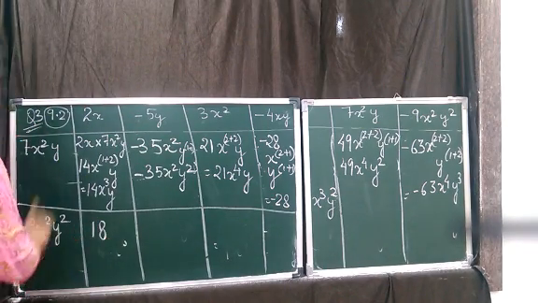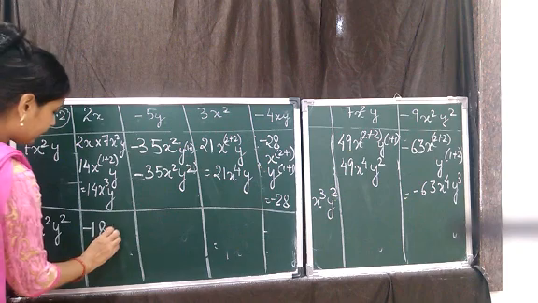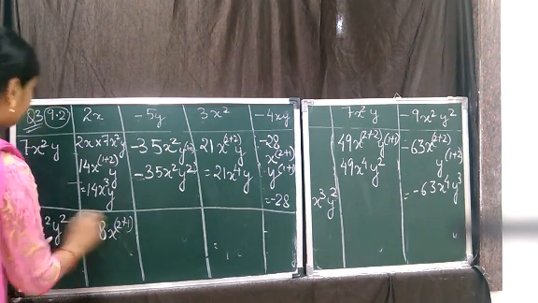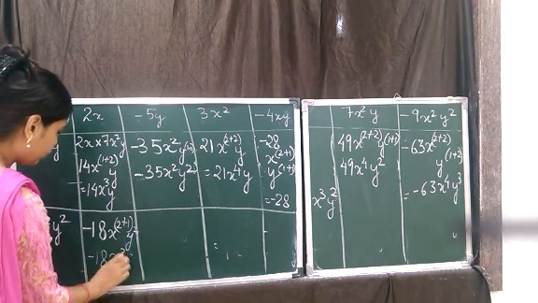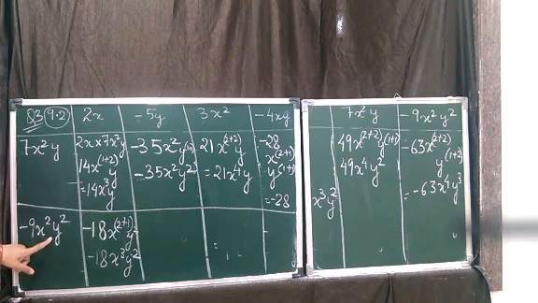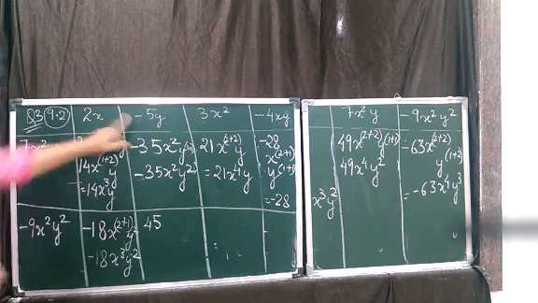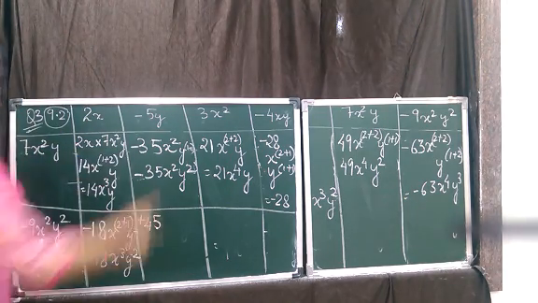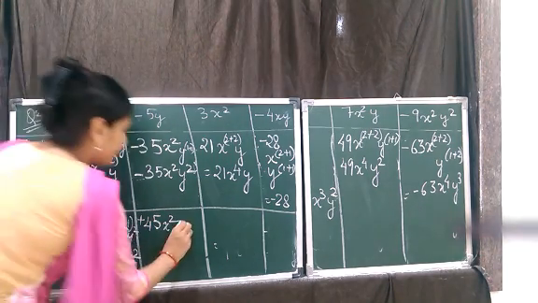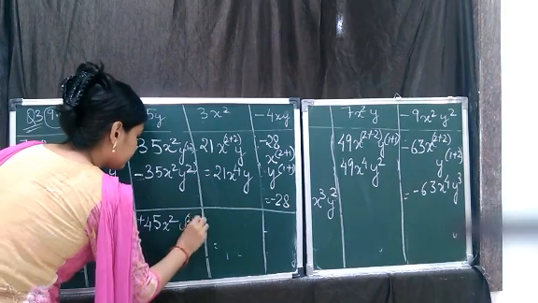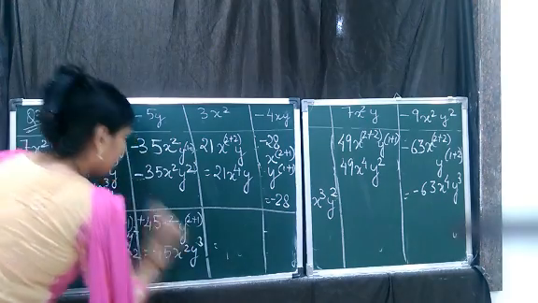18. Minus into plus is minus. X square and x. So power will be added. 2 plus 1 and y square remains y square only. So minus 18 x cube y square. Y is not common. Then 9 5s are 45, children. Yes. Minus into minus becomes plus. Power of x remains the same because x is not common. But power of y gets added. So 45 x square y cube.